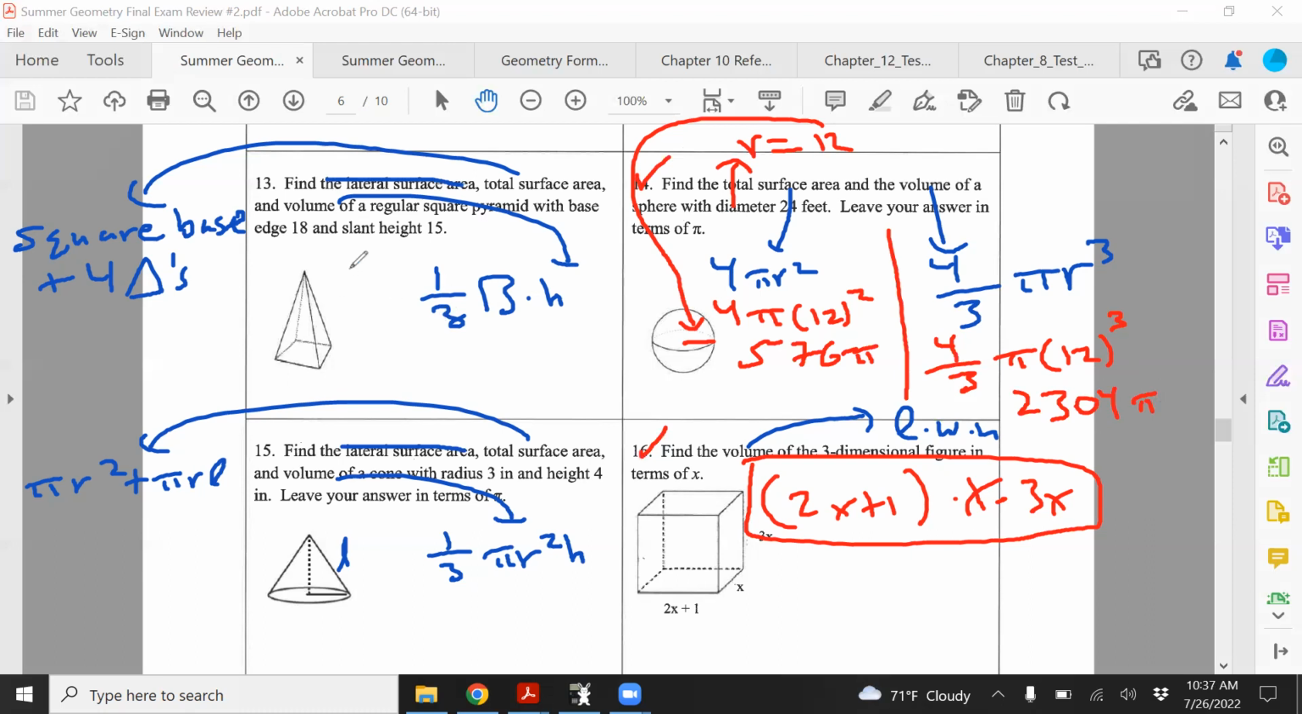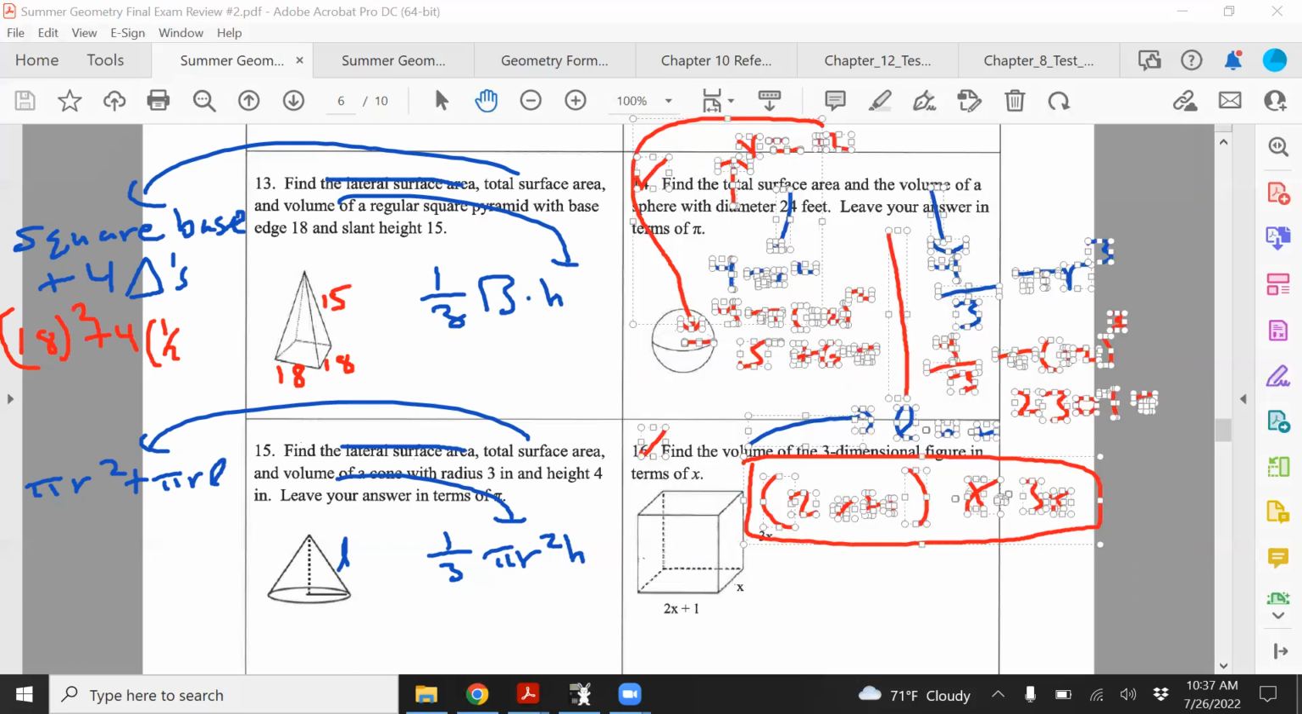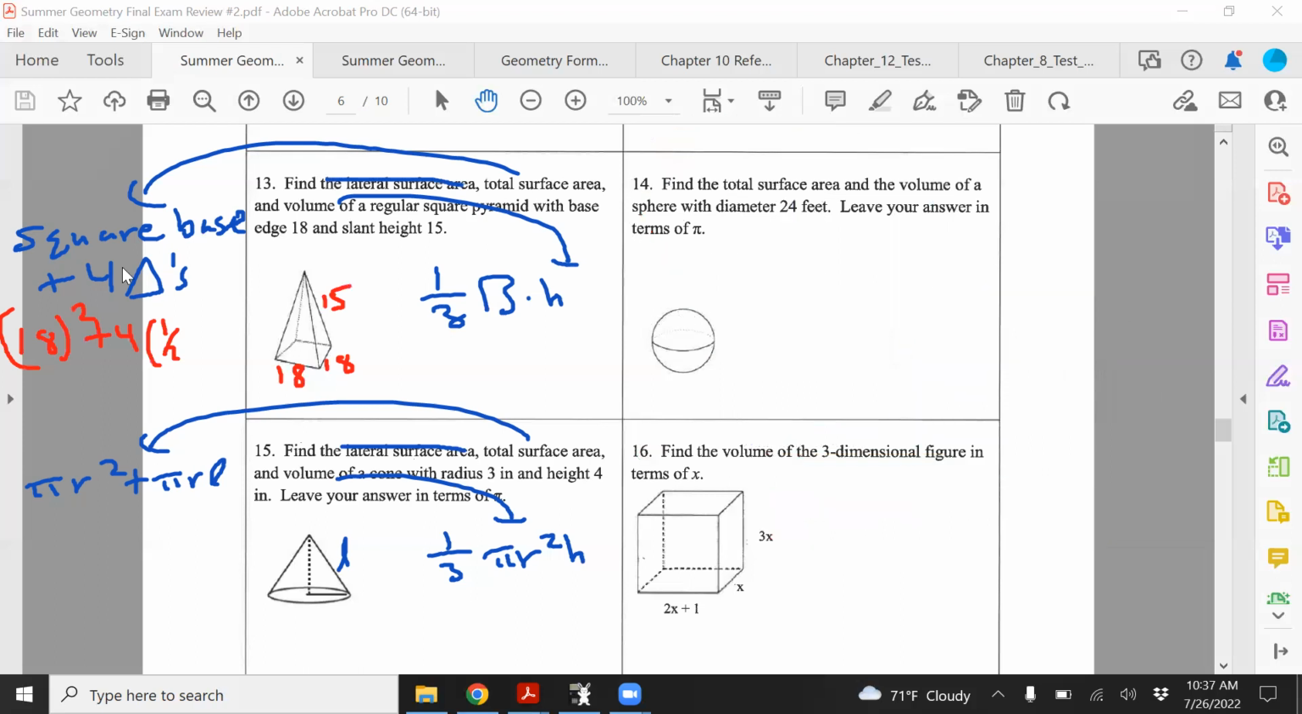For this one, you're told that the edge is 18. So the square base is 18 squared. You got 4 triangles. And you're told the slant height. Ugh, that's frustrating. Okay. So that's 15 right here. Oh boy. Okay, let me erase the right side. Do you guys have everything on the right side? Can I erase it? All right, let me get rid of that because I'm going to need some space. All right, that is a little complicated.